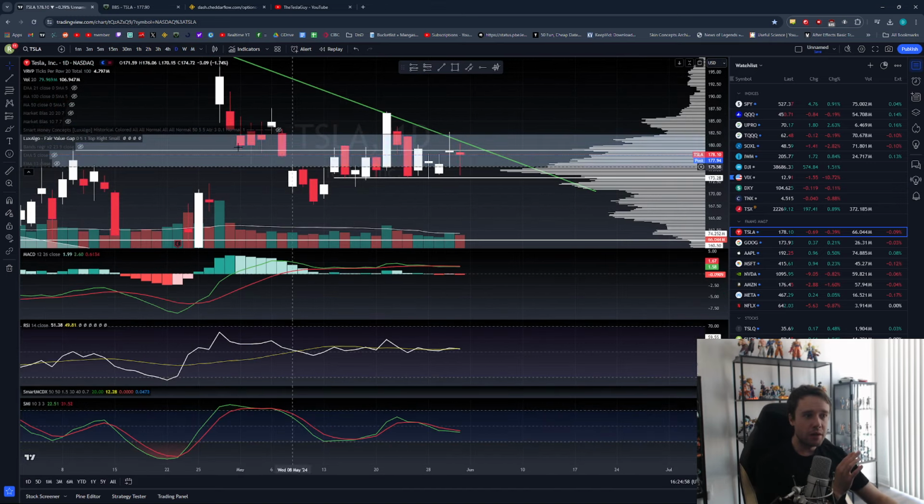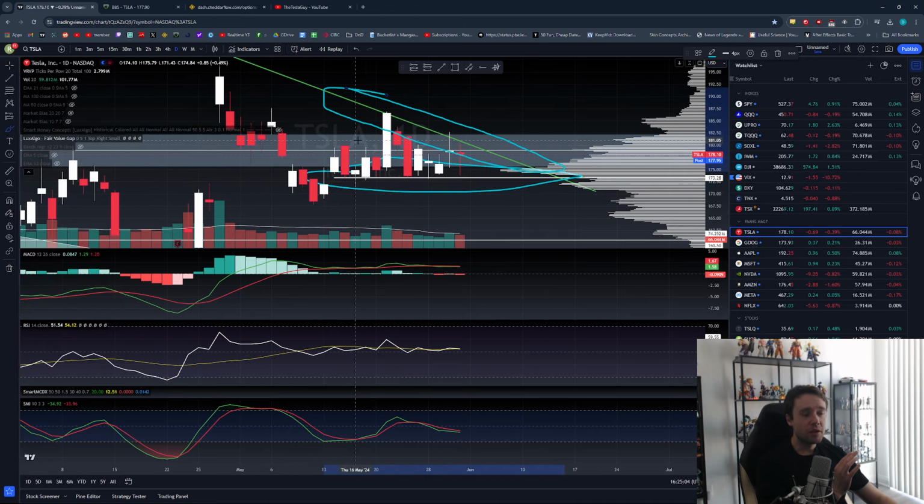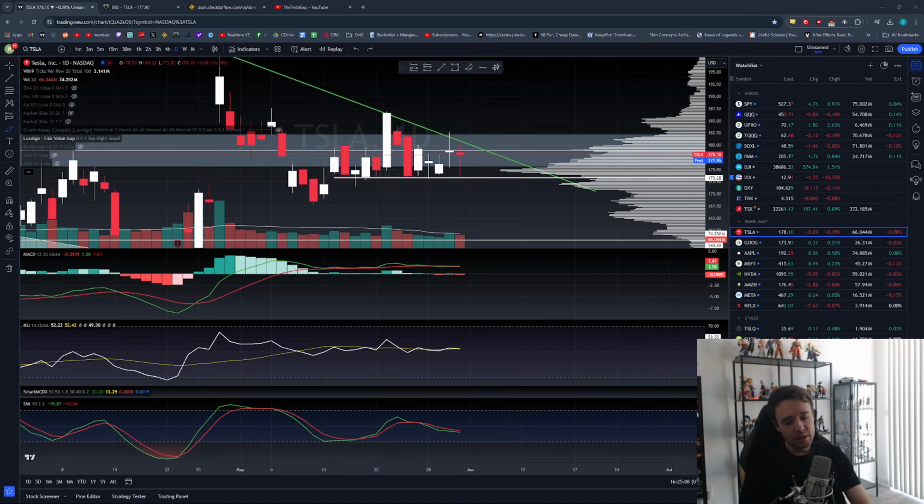You can also make an argument, if you take a look at this, and if you take a look at pretty much like this right here, right, you can also argue the fact that we're setting up a descending triangle pattern, right? A descending triangle pattern is bearish, unfortunately. It is a bearish pattern.